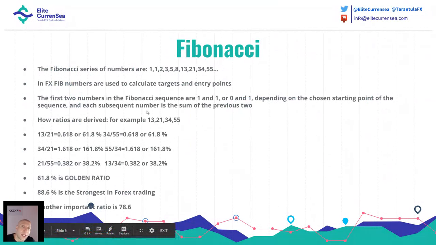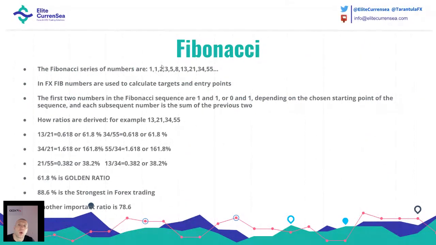So in Forex, Fibonacci numbers are used to calculate targets and entry points. The first two numbers in the Fibonacci sequence are 1, 1. Depending on the chosen starting point of the sequence, you add each subsequent number, which is the sum of the previous two. So 1 and 1 equals 2. As I said, 1 and 2 equals 3. The most important thing: past and present give you the future. That is in Forex trading. With Fibonacci, you chart the past and present to give a future outcome.